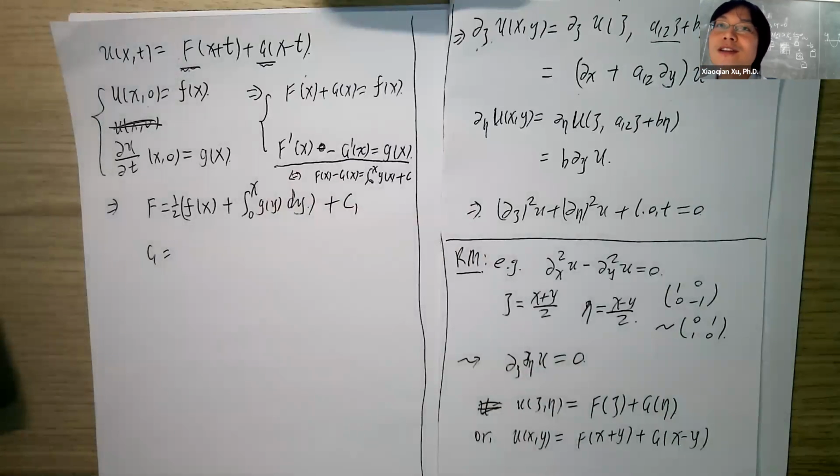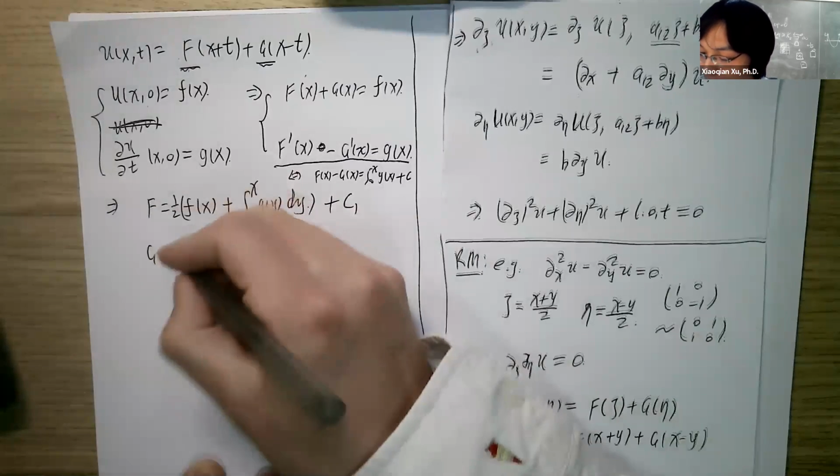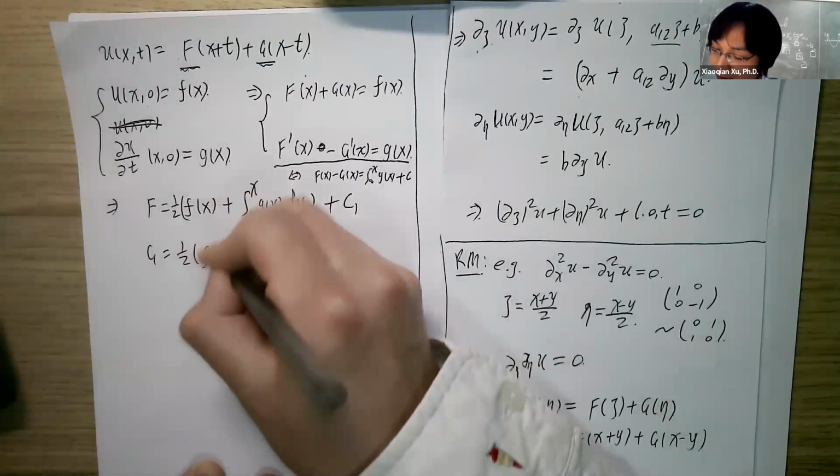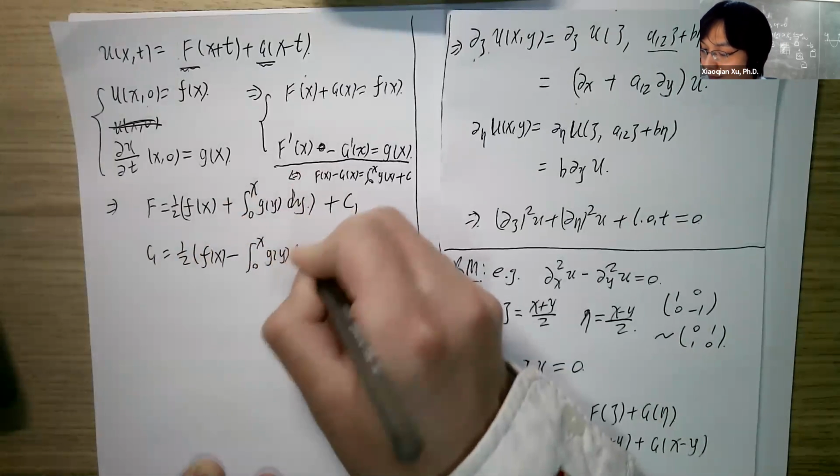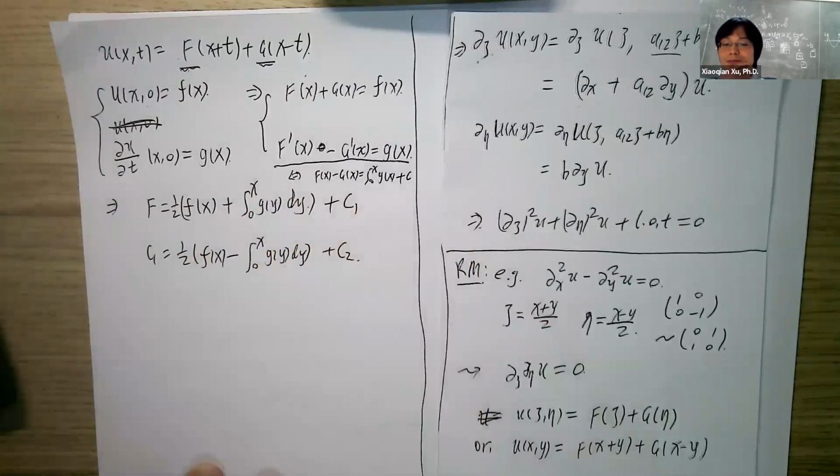So which is why there's absolutely no t, because this is just the initial condition. You need to find them in terms of the initial condition. It shouldn't depend on t, right? So then g is f(x) minus this one, maybe plus c2.